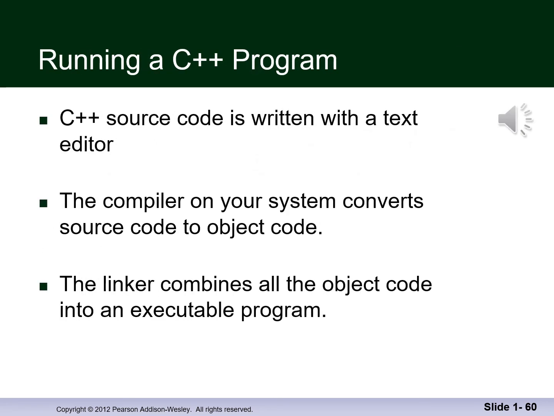We are going to write C++ source code with a text editor, and the file type is .cpp, and the compiler on your system will convert the source code to object code, and the linker combines all the object code into an executable program. The definitions for cin and cout, which are already compiled into object code, will be combined by the linker, and then we will have an executable program at the end.